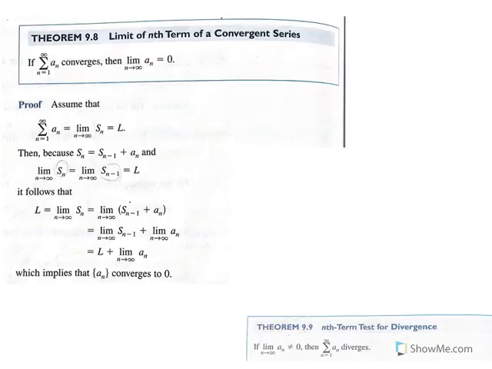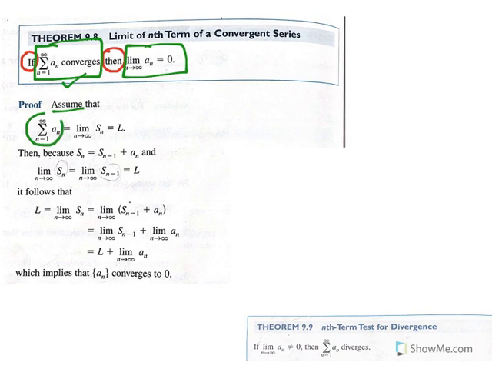So here we have Theorem 9.8, limit of the nth term of a convergent series. How do we prove it? In the proof of a conditional statement, you always start with the hypothesis that is given, and then you reason logically to show that the conclusion must follow. So we start with what's given. We assume that we have a series that converges.